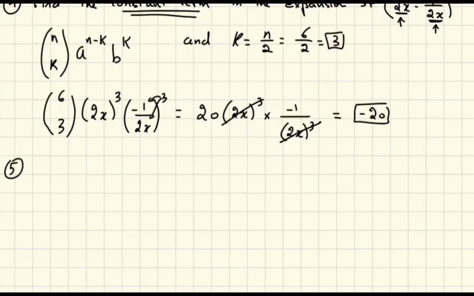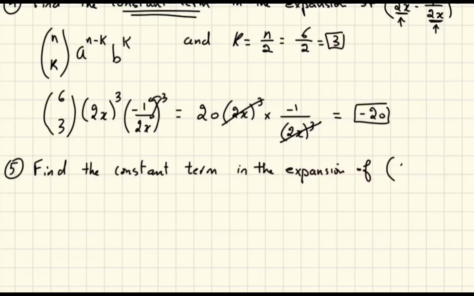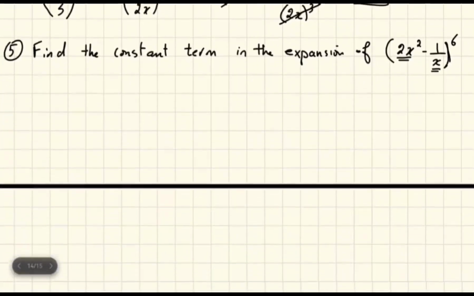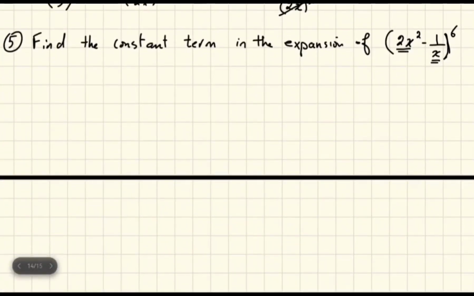Number 5. Same question. So find the constant term in the expansion of, now I'm going to write 2x squared minus 1 over x exponent 6. I check here and there, it's not the same thing. So in this case, I cannot apply the previous rule, k equals n over 2.